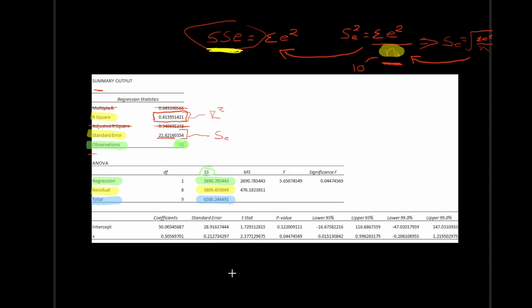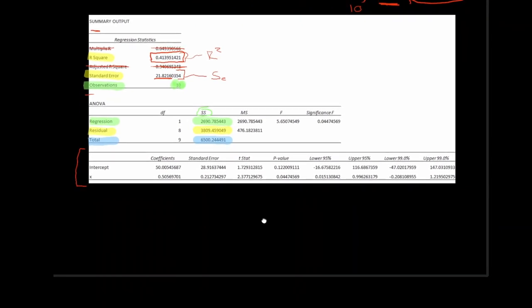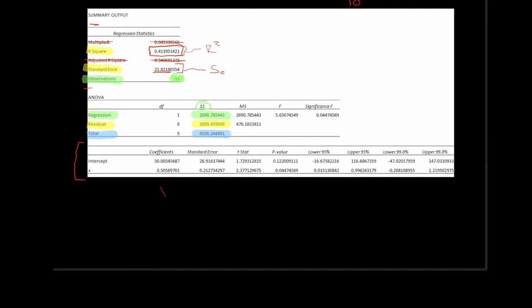Okay, the next bit down, what we have is a whole bunch happening in this table. What does it all mean? Well, first bit, coefficients. These are our coefficients for B0 and B1, or if you were running a multiple linear regression, you would have B2, B3, B4, on and on. And each of them is being told for what it is.